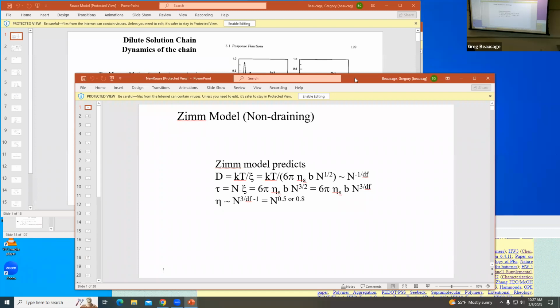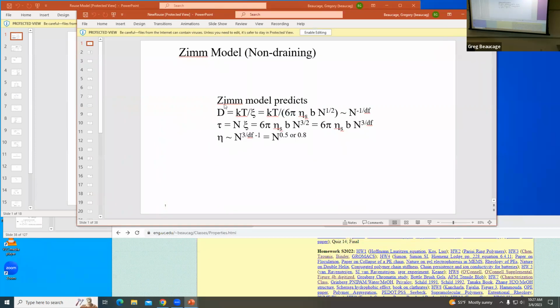All right, so the Zimm model, you just take the coil and you say the solvent is within it. So the coil is just the coil size, right? You can get the diffusion coefficient by kT over the friction factor. This is the coil size, which is N to the 1/2 if it's Gaussian. Basically the diffusion coefficient is going to go with N to the -1/df. And then the relaxation time is N times that friction factor. So that's going to give you N to the 3/df if you do that.